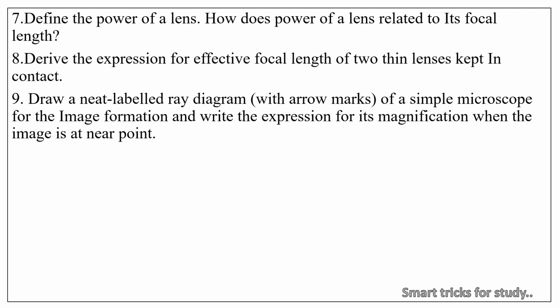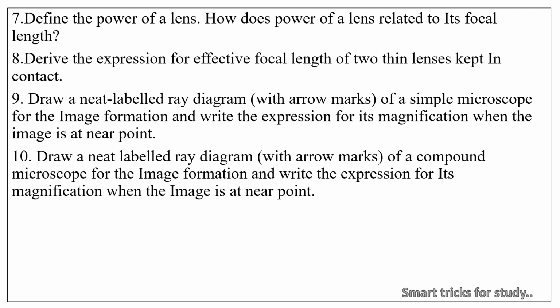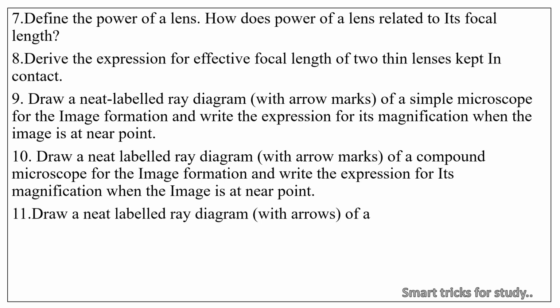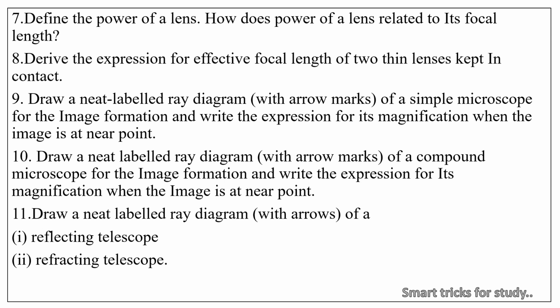8. Derive the expression for effective focal length of 2 thin lenses kept in contact. 9. Draw a neat labeled ray diagram, with arrow marks, of a simple microscope for the image formation and write the expression for its magnification when the image is at near point. 10. Draw a neat labeled ray diagram, with arrow marks, of a compound microscope for the image formation and write the expression for its magnification when the image is at near point. 11. Draw a neat labeled ray diagram, with arrows, of A. 1. Reflecting telescope, 2. Refracting telescope.